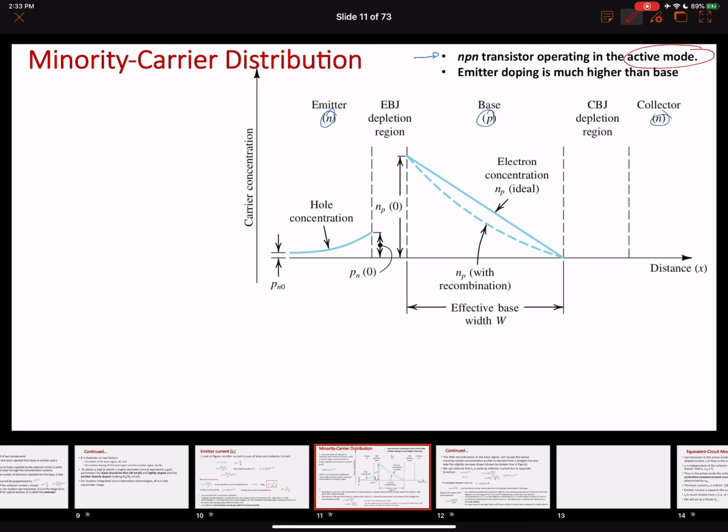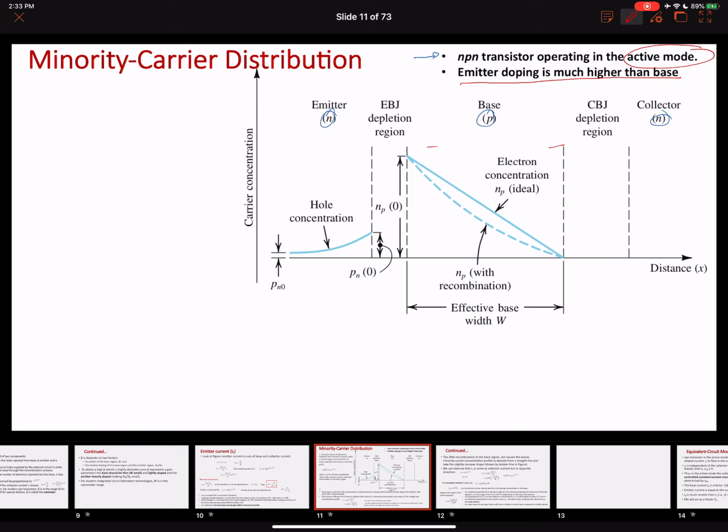Another thing that we are assuming over here is that our emitter doping is much higher than the base. Although that is not to scale over here, because you can see that the width of the base is much higher as compared to the collector and the emitter. Usually emitter and the collector regions have a much bigger width as compared to base. So the base has less doping compared to emitter. Emitter is very heavily doped as compared to base, and base width is smaller.